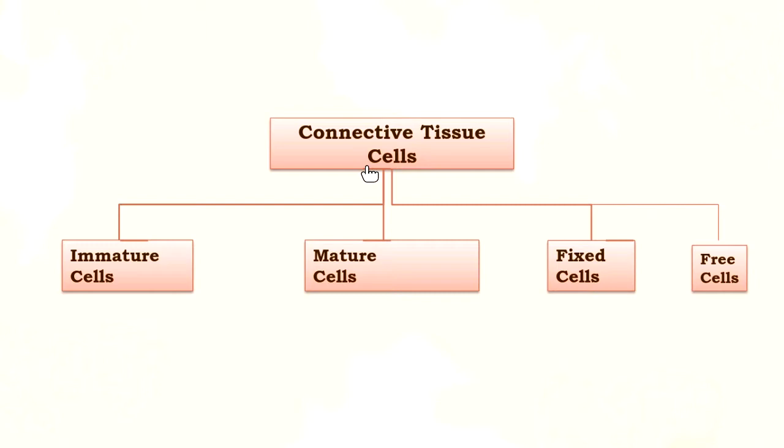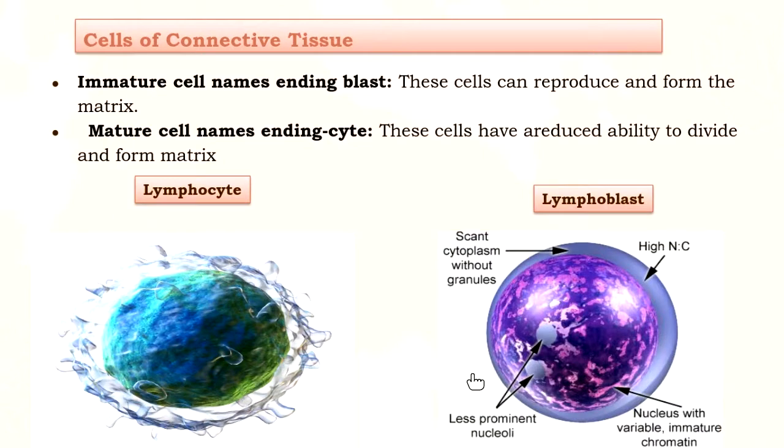So the first component is cells. The cells are further divided into 4 categories: immature cells, mature cells, fixed cells, and free cells. These are the 4 different types of cells which we are going to study under the cellular components of the connective tissue. Now the cells of the connective tissue, immature cells. The meaning of immature cells means they are in the dividing or reproducing stage.